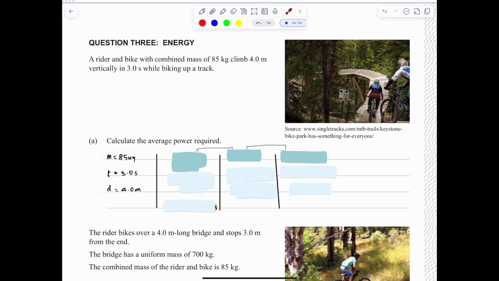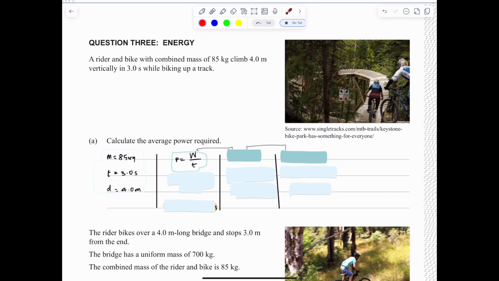So, you know me, I love to have all my values written out that I've been provided from the question. So I've got a mass of 85 kgs. My goodness, it's been a long day. Then I've got a time of 3 seconds and a distance of 4 meters. I have to find the power. If you look on your formula sheet, what is the equation for power that we have to use?